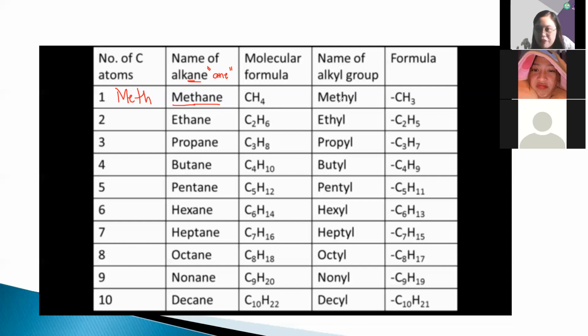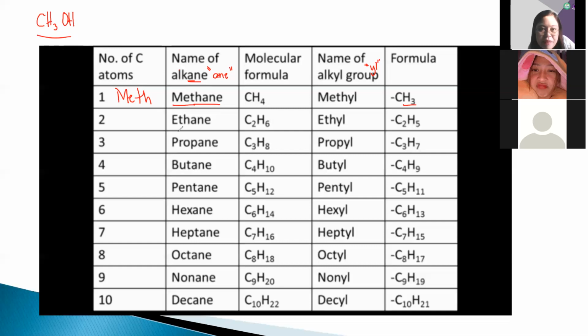But if nabawasan siya ng isang hydrogen, naging CH3 na lang siya, the ending will be replaced with il. So we call it methyl. So kagaya ng sinabi, methyl alcohol, for example. It means meron siyang CH3 and then since alcohol siya, meron siyang OH. So this will be now the methyl alcohol. So hindi siya methane kasi kulang nga siya ng isa, CH3 lang.